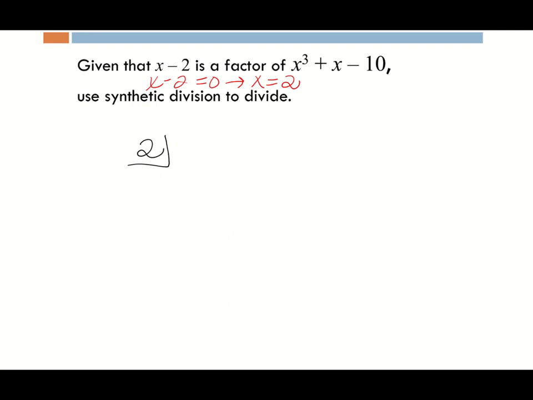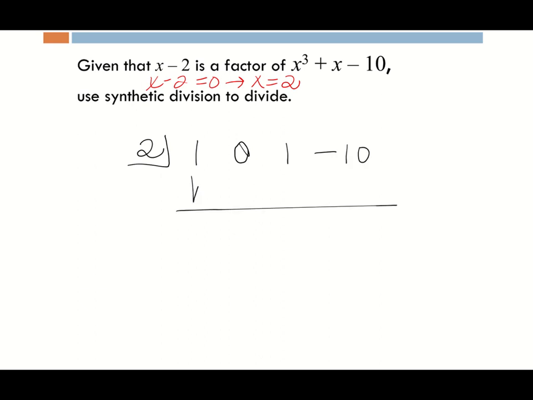That's the number we're going to be working with. And then we need to write our coefficients. It starts with x cubed, so I have 1x cubed. Now I can see that my next term is x. Just like with long division, I need to make sure I account for every single term, and x squared is not there because its coefficient is 0. So x cubed is 1, x squared is 0, x is 1, and then negative 10.